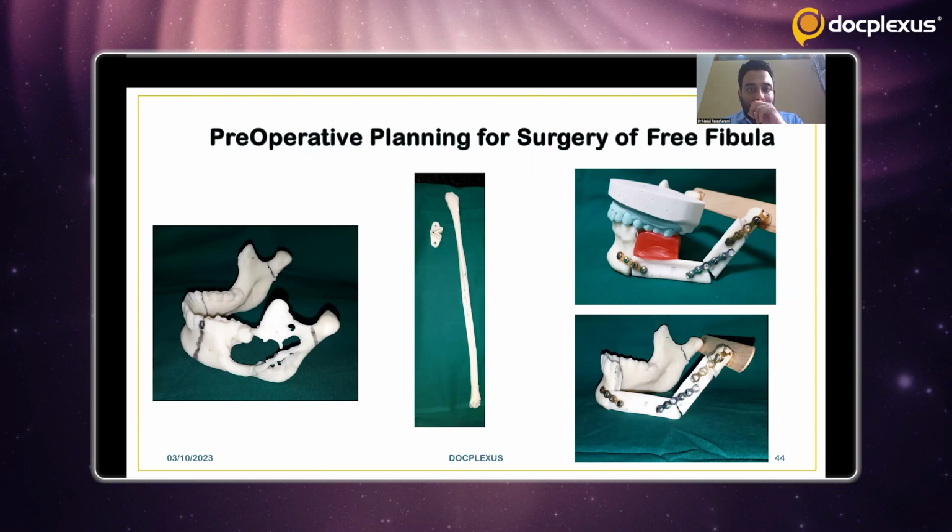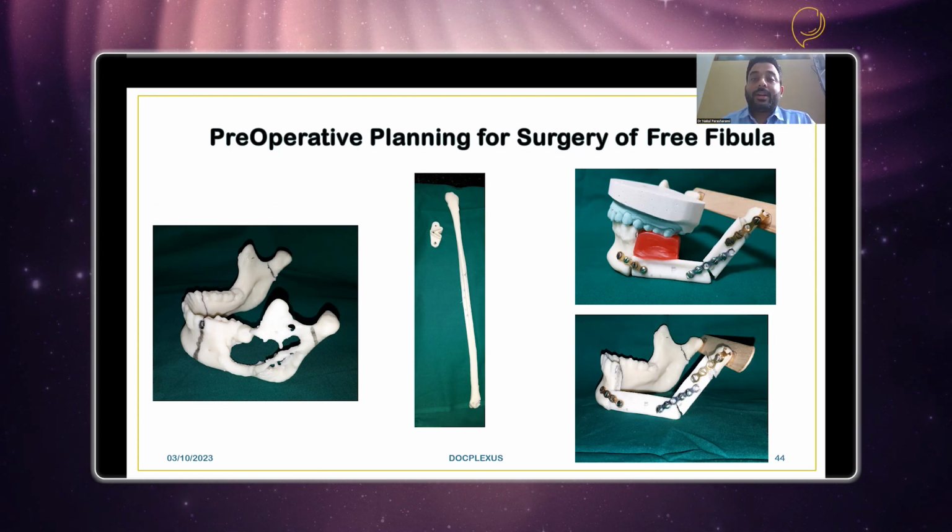So this is a routine planning done in which there was a huge ameloblastoma. This was a pre-surgical stent. Pre-surgical planning was done for how the cuts of the fibula are going to be. So it was a mock surgery. This is also helpful in giving the patient a good vertical height.